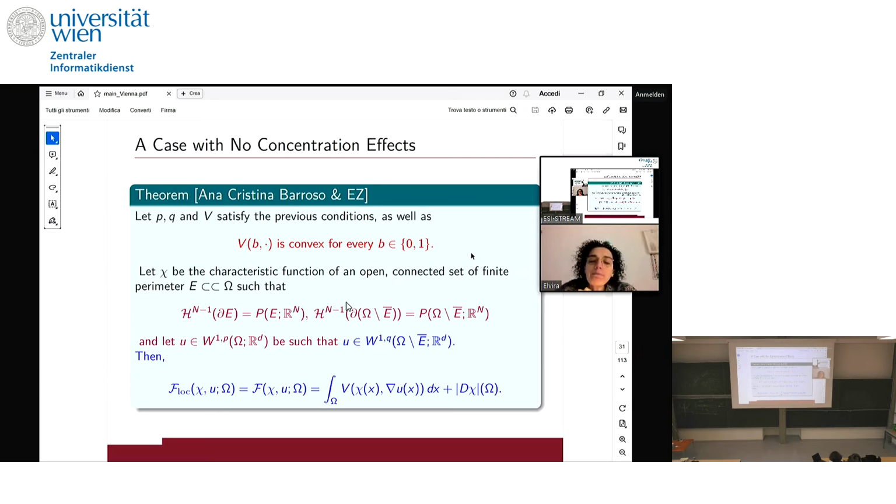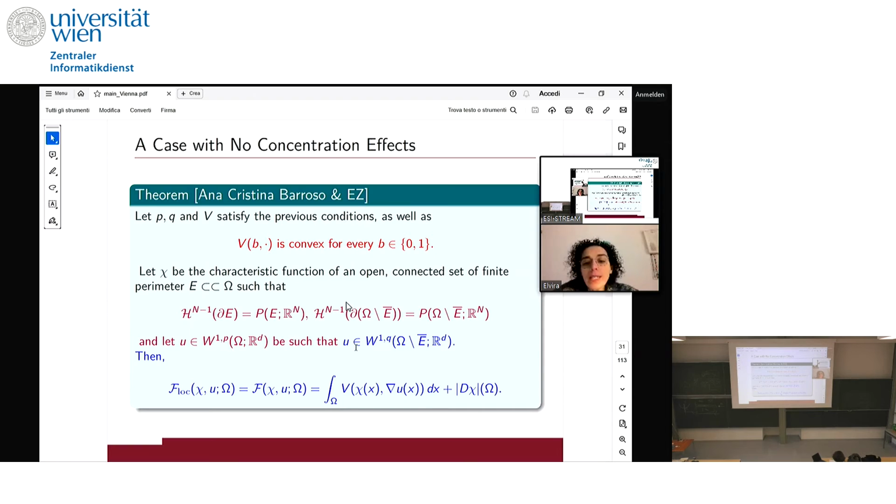And if I consider a set chi for which both the reduced boundary of E and of the complement of the closure of E in omega satisfy the Schmidt assumption, then whenever I have a field U in W1P, such that clearly I have better summability in the complement, then both F loc and F don't have any singular term in their integral representation.